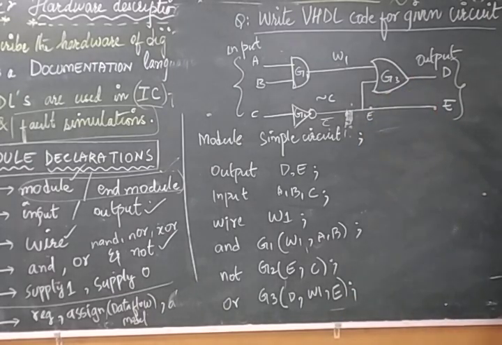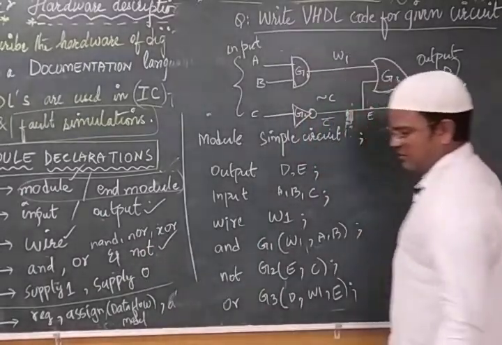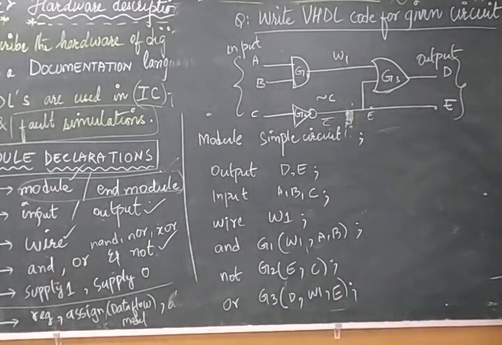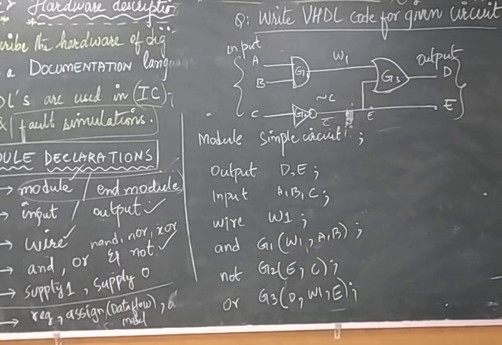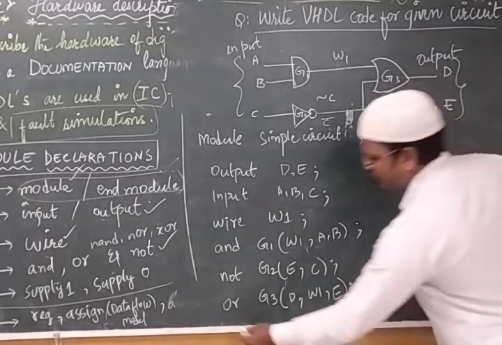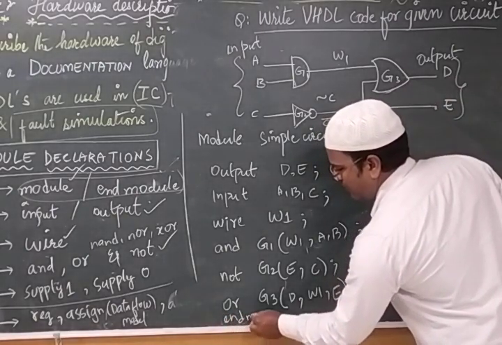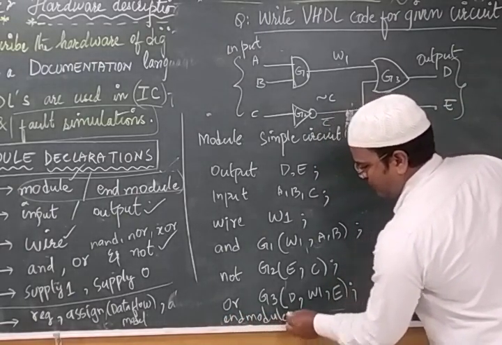So we have defined output, inputs, gates. Next thing, what is left for us? We need to end the module. Definition of all the gates is done. Next, I need to just complete the module. So what I need to do is end the module. So what I'm doing: end module, right?